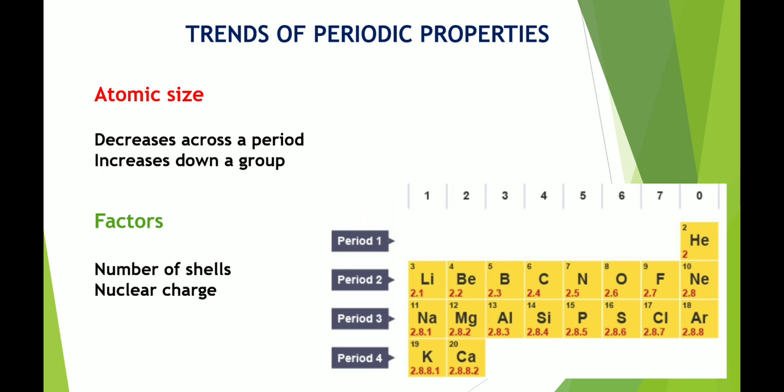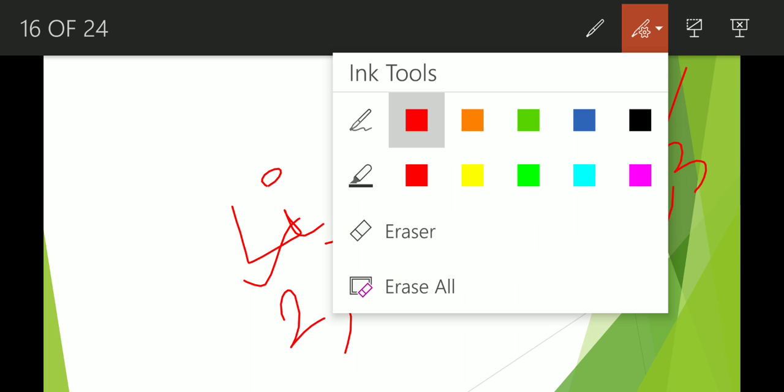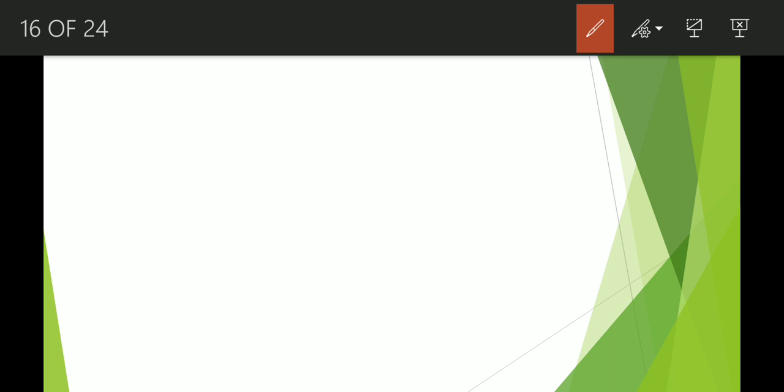So as the number of shells remains the same across the period, there is no change in the atomic size. But at the same time, the nuclear charge increases across the period. What is nuclear charge? See, nuclear charge is the total positive charge that is present in the nucleus of an atom.